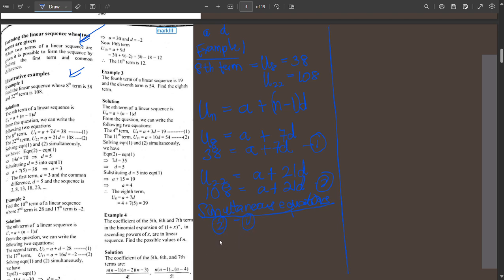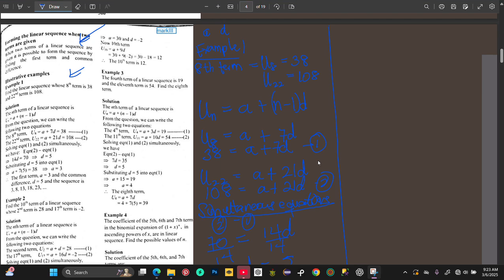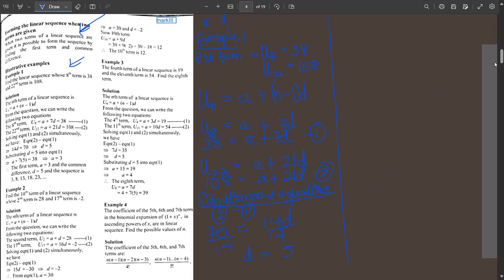That's going to give me 38 from 108. So that's going to give us 70 is equal to, this a will be eliminated, then we have 14d. We divide both sides by 14, d is equal to 5. Right. So to find the sequence, we need two things. We need the first term and the common difference. We found the common difference from here. And the common difference is 5.